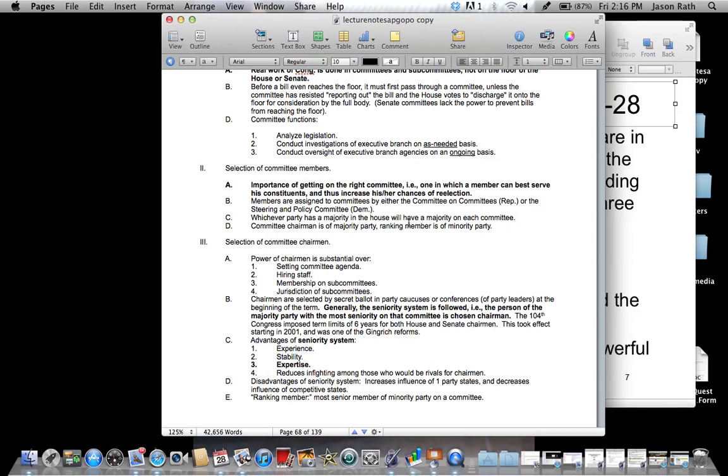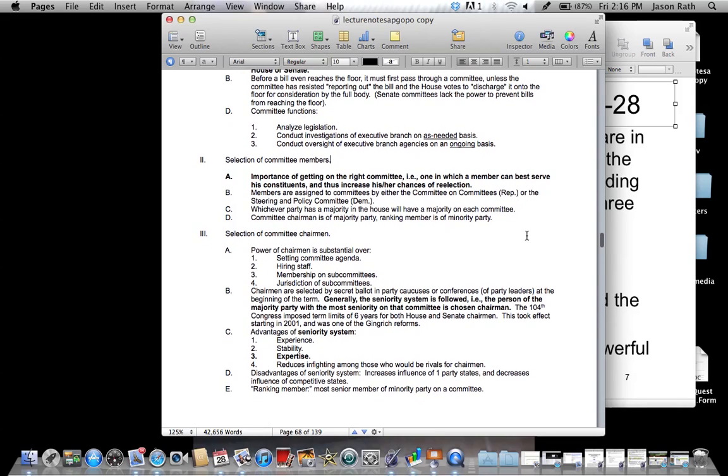This is important here. Whichever party has the majority in the House will have the majority on each committee. And then the committee chairman is of the majority party, and the ranking member is of the minority party. So that's why it's important to win control of the House, because then you control the committees if you're one of the 2 major political parties.